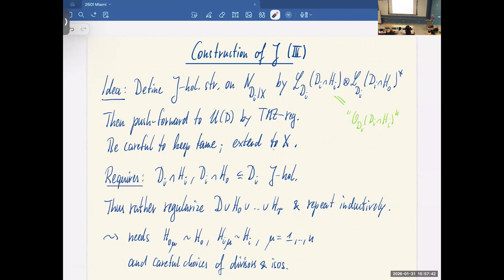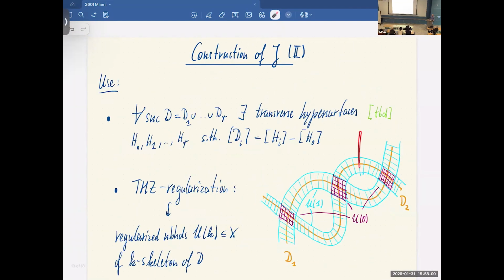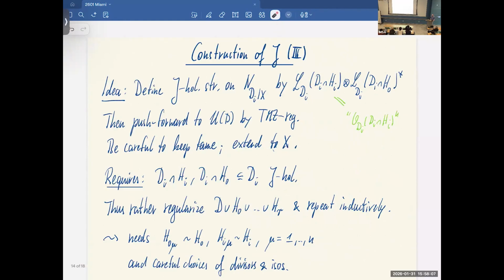But worse, the whole thing is, of course, an inductive process. So first, I also need that Hi is in Di a divisor, a J-holomorphic divisor, otherwise the whole thing fails. So we rather need to regularize the union of all these things. So the picture I had before, not only this, but there will be some more divisors coming in, transverse to everything, and these Hi, and then repeat inductively.